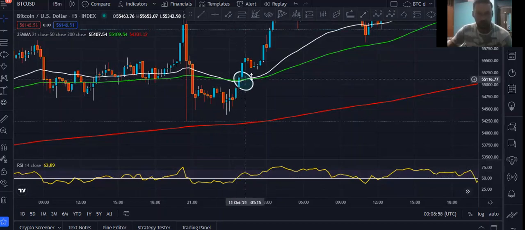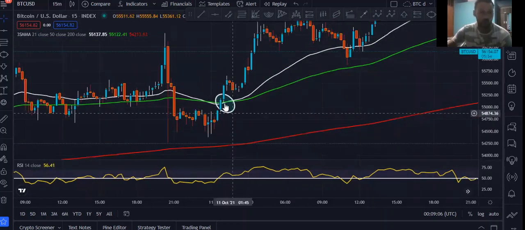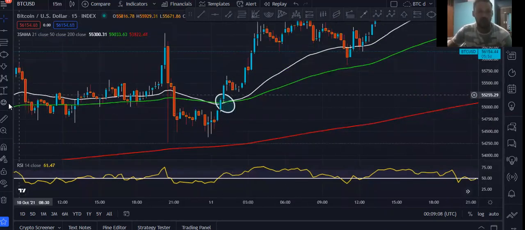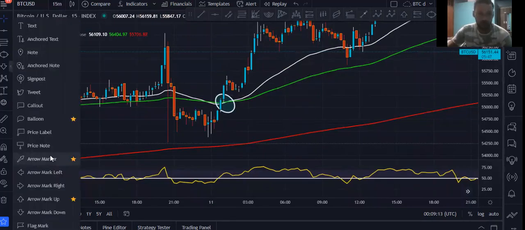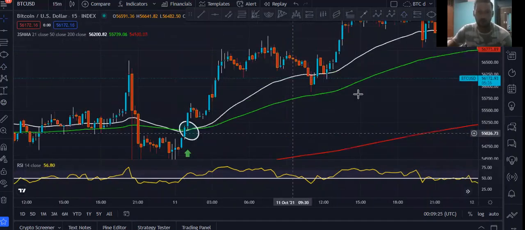As you can see here, the lines are lined up. So the white is first, second is green, and the third is red. It means this is good to go, that you can enter in the long position. Okay, so here should be a long position. Just a second. Right here.